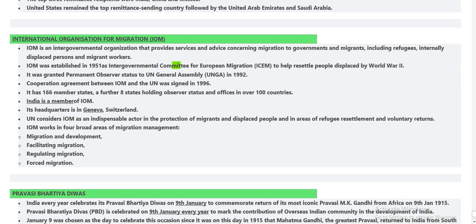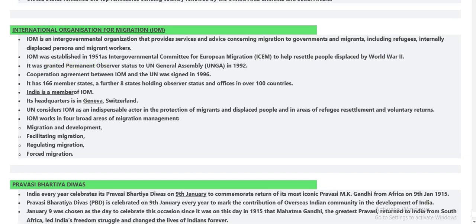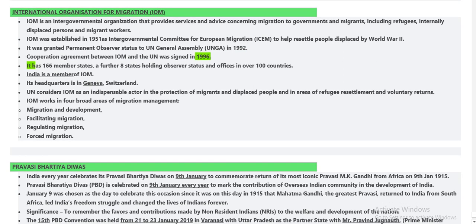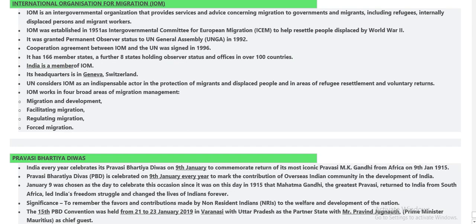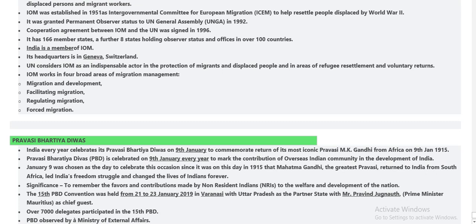International Organization for Migration, IOM. IOM is an intergovernmental organization that provides services and advice concerning migration to governments and migrants, including refugees, internally displaced persons and migrant workers. IOM was established in 1951 as the Intergovernmental Committee for European Migration, ICEM, to help resettle people displaced by World War II. It was granted permanent observer status to the UN General Assembly, UNGA, in 1992. A cooperation agreement between IOM and the UN was signed in 1996.